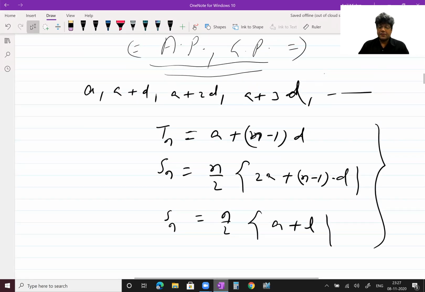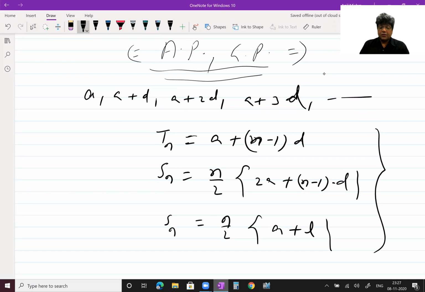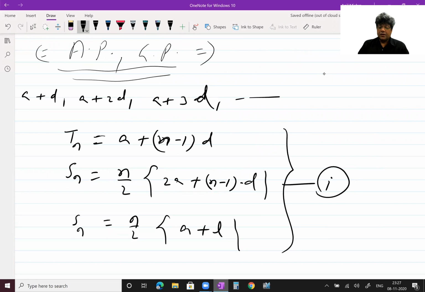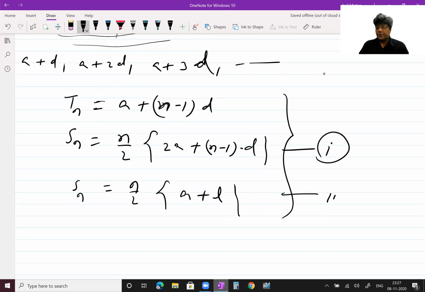For an AP series, how to find out the sum? Two formulas. When will you use this formula, guys? When a, d, n, all these are known to you. But the second formula, when will you use? When the last value, that is actually Tn, the nth term, is known to you. You can use the first one also, but actually the second will be convenient, when the last term value is known to you.